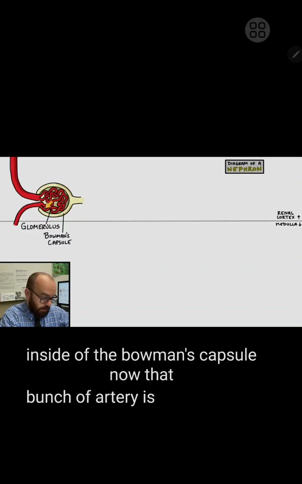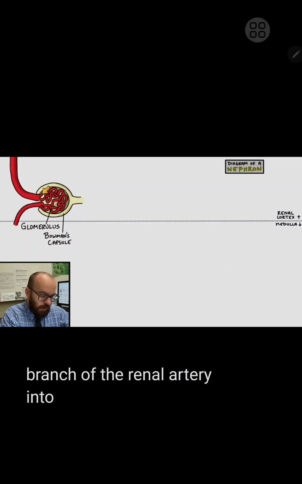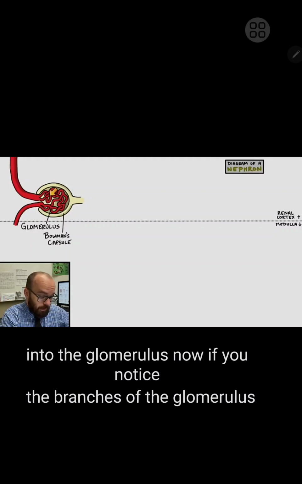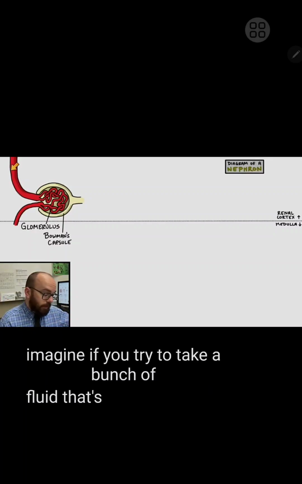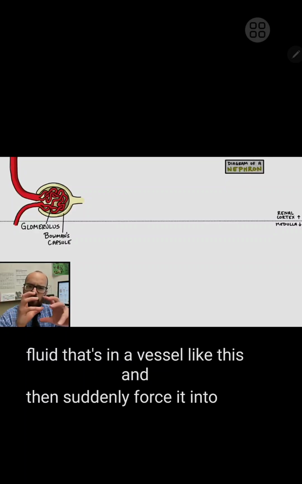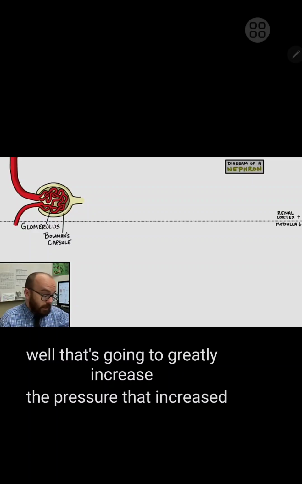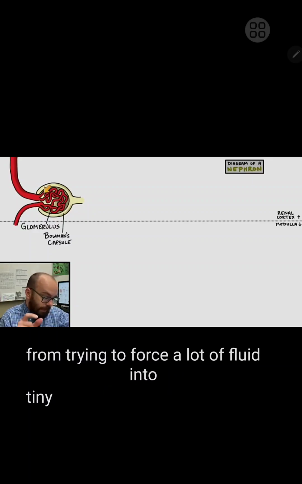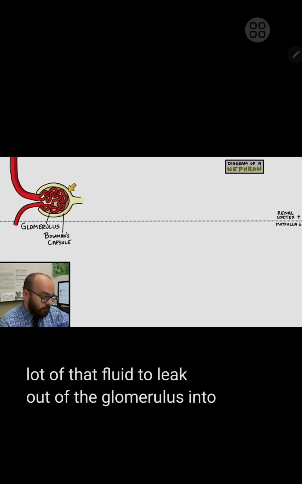Now that bunch of artery is called the glomerulus. So blood will come in through this branch of the renal artery into the glomerulus. Now if you notice, the branches of the glomerulus are a lot thinner than the artery coming in. And so imagine if you try to take a bunch of fluid that's in a vessel like this and then suddenly force it into a thinner or smaller vessel, well, that's going to greatly increase the pressure. That increased pressure from trying to force a lot of fluid into tiny little vessels is going to cause a lot of that fluid to leak out of the glomerulus into the Bowman's capsule.